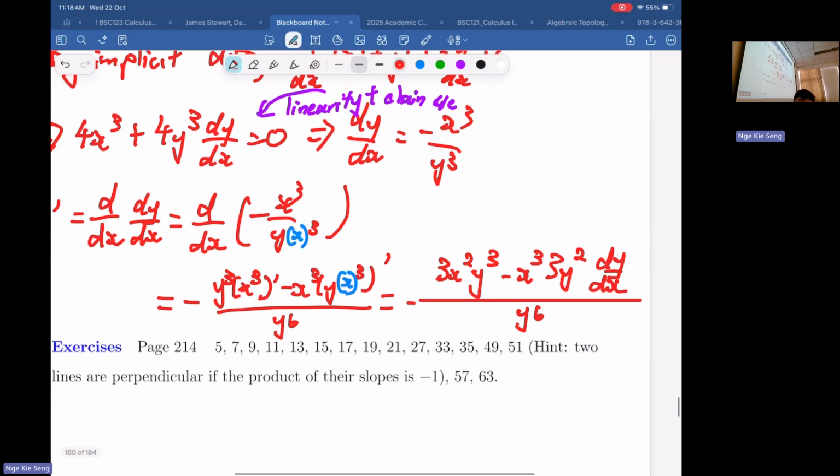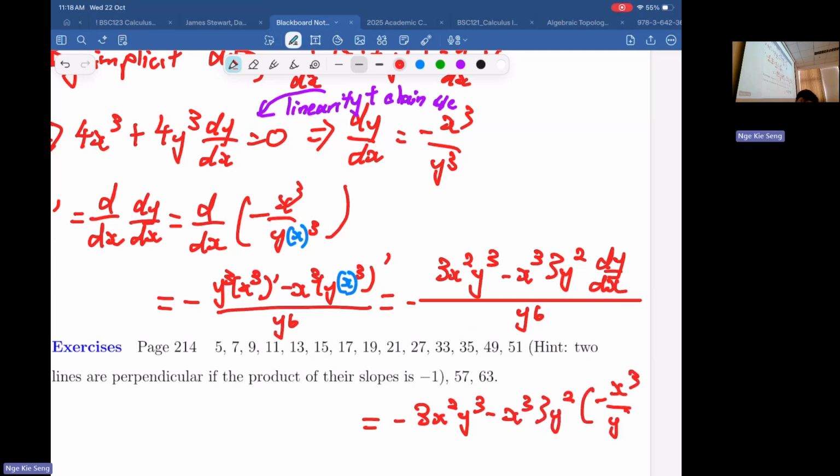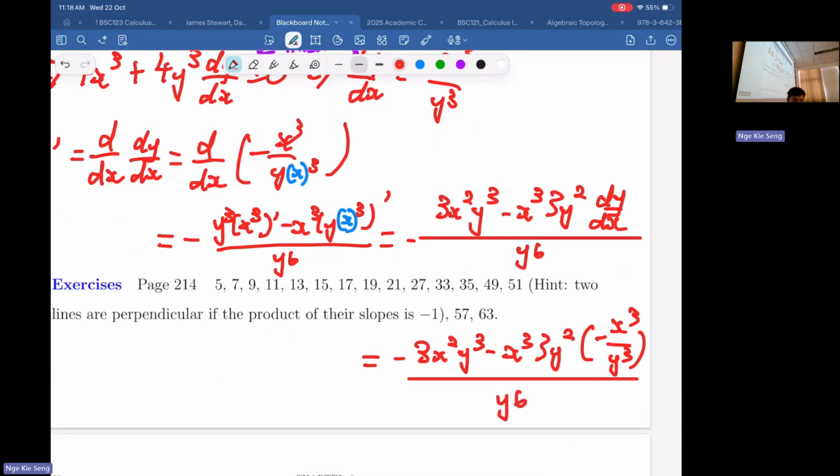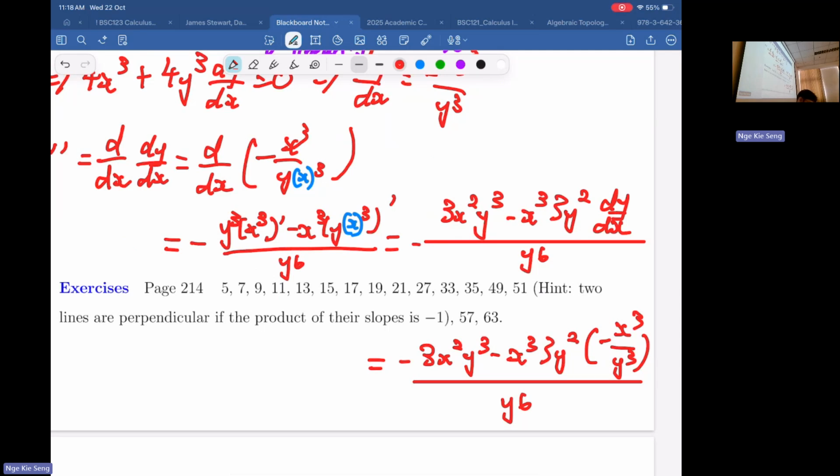All right. So we know dy/dx, so we will substitute what we have computed just now. We computed dy/dx is negative x cubed over y cubed. Then we will do simplification. If we do simplification, what do we get here? I should get minus 3x squared, cancel out the y's, so we get x to the 4 plus y to the 4 over y to the 7. So I clear the denominator in the numerator.